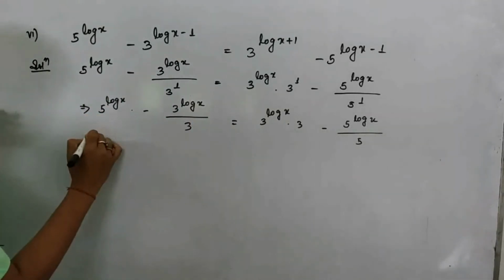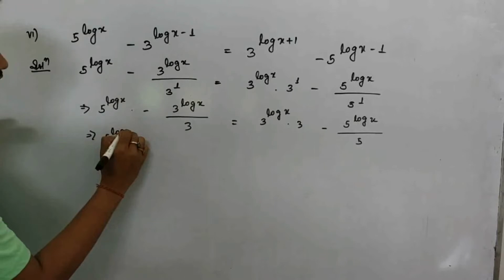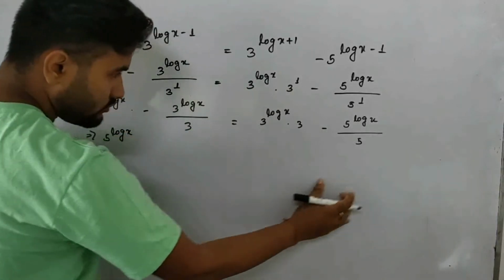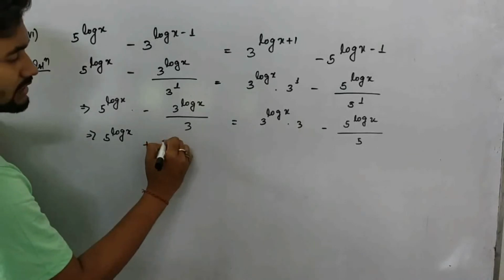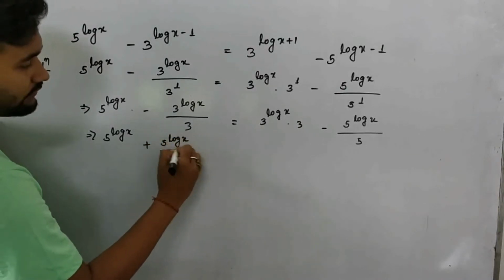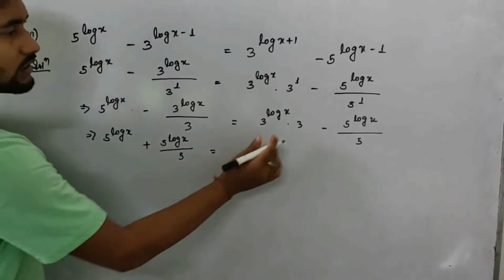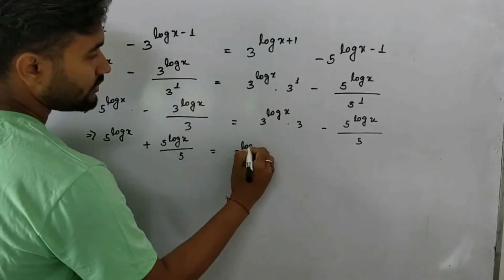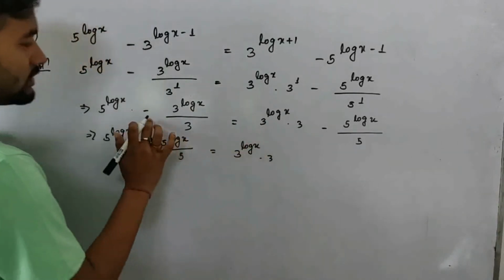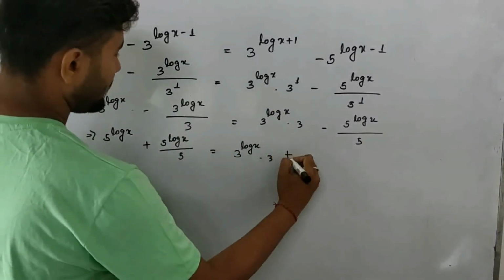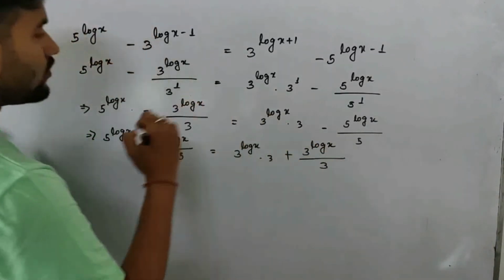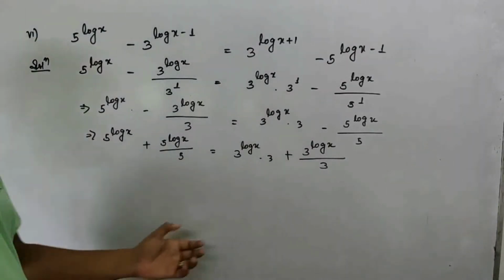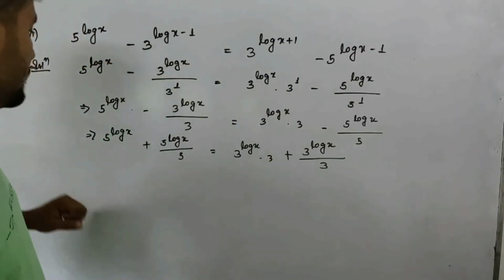So let us arrange them, which implies 5 to the power log of x, I will bring this one over here. Minus will become what? Plus 5 to the power log of x divided by 5 equal to, this one I will keep as it is over here, 3 to the power log x into 3. This minus over here will be what? Over here this will be what? Plus, okay? 3 to the power log x divided by 3.